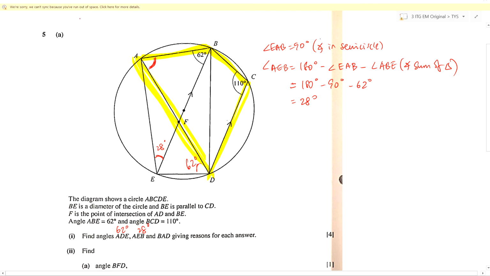So for the last one, angle BAD will be 180 degrees minus, name the other angle, BCD. State the reason before you calculate. Angles in opposite segments. Do the substitution and we arrive at 70 degrees.